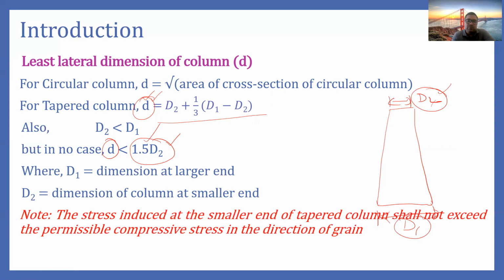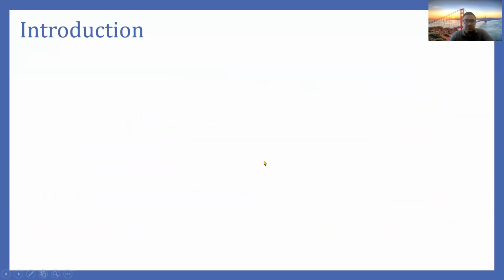Now also one more thing that we have to check in case of tapered column is that the stress which is induced in the tapered column should not exceed the permissible compressive stress in the direction of grain. So we also need to check how much stress is induced in the column, and this stress should be less than the permissible compressive stress. This permissible compressive stress we can find out from the table, like we have done in the previous lectures.